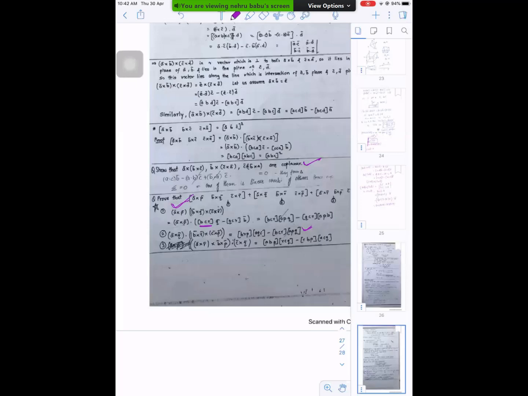We'll discuss 3D geometry now. 3D geometry results are all based on our vectors results and 2D geometry results.